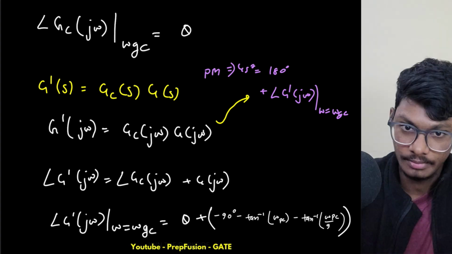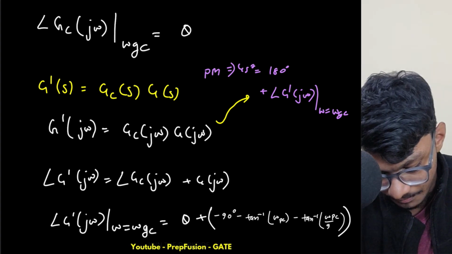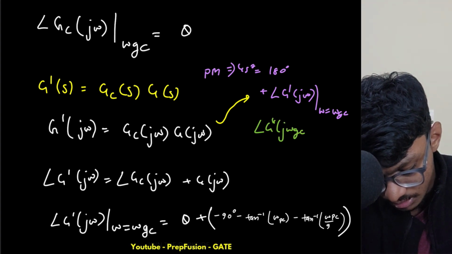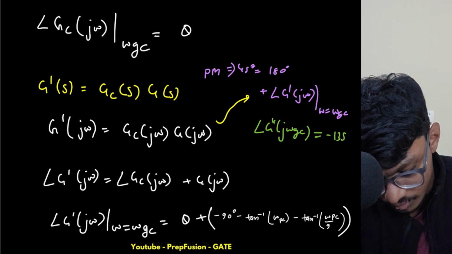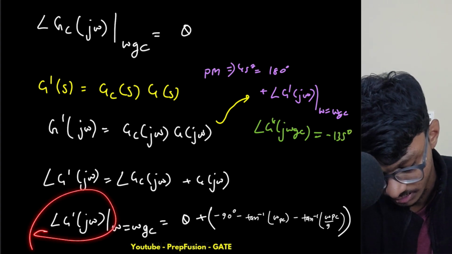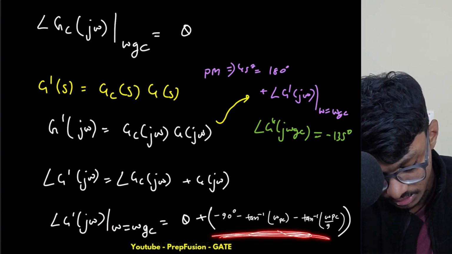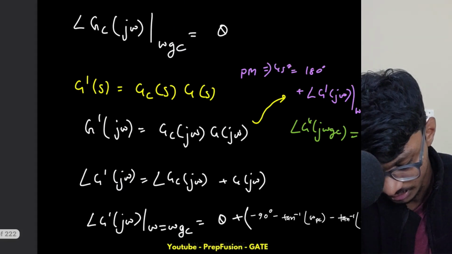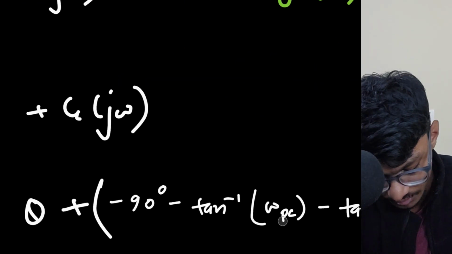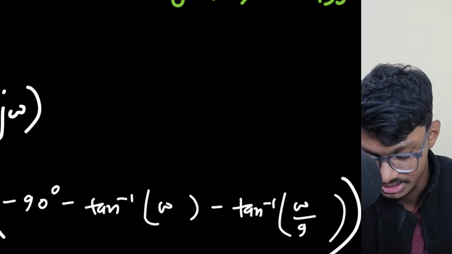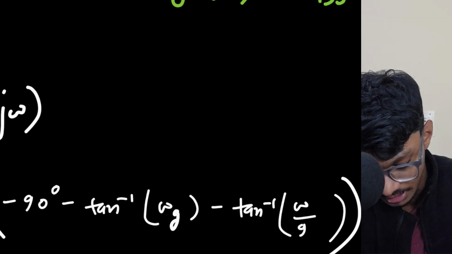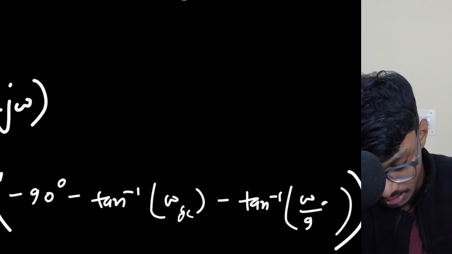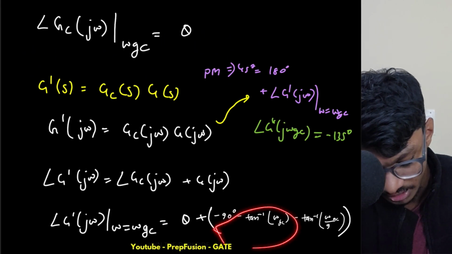Now what will this become, basically? The angle of g dash of j omega gc will become minus 135. This value has to be minus 135, right? So what is this other value? It is already minus 180, because this is equated with this. I will replace omega pc with omega gc, which is the same, because omega pc and omega gc are the same for the uncompensated and compensated systems respectively, equal to 3 radian per second. If I put 3 over here, this is equal to minus 180.